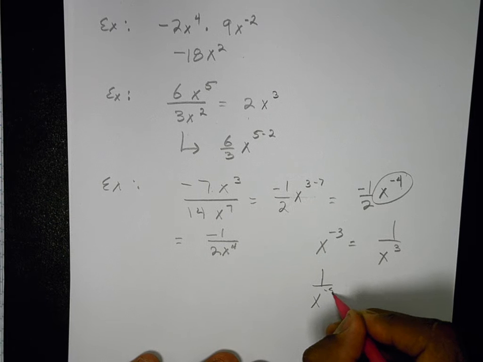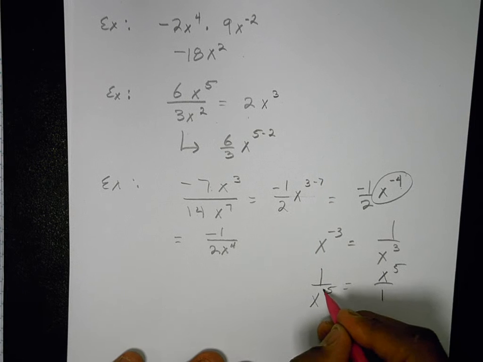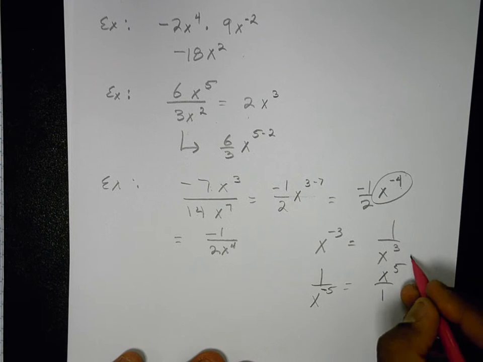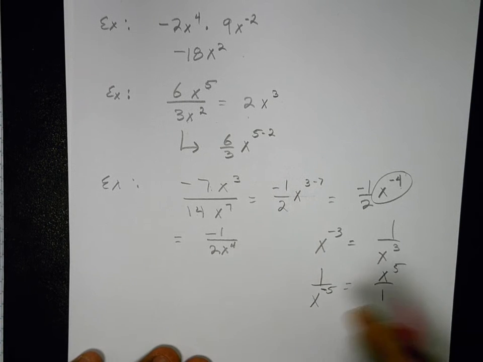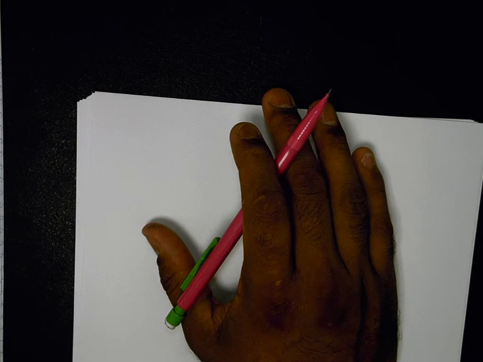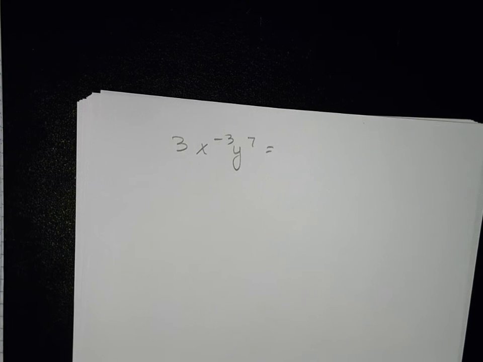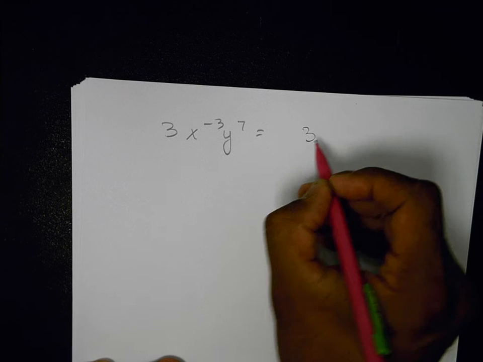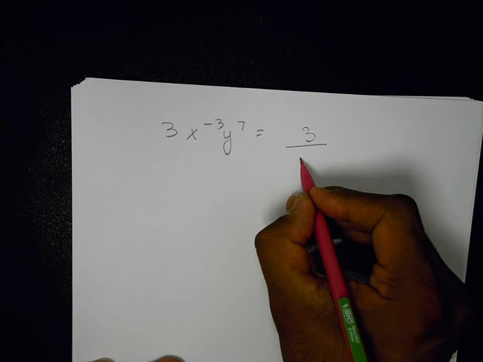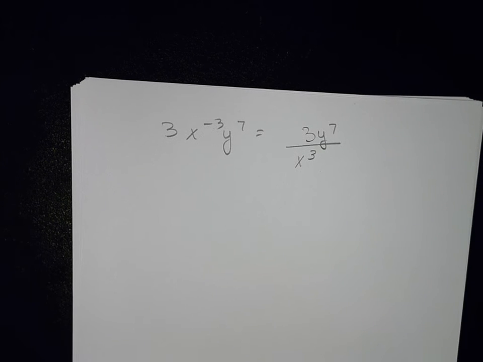If I had something to the negative 5th, that would be the same as this. Once again, the shortcut is that it goes to the opposite side, to the numerator or denominator. That's a shortcut. That's not really the exact reason why it's happening. So 3x to the negative 3y to the 7. There's nothing to multiply or divide here, so the 3 is just going to be there. This x to the 3rd is really in the denominator, and this one stays in the top, in the numerator.